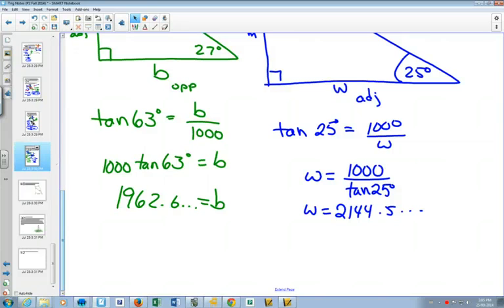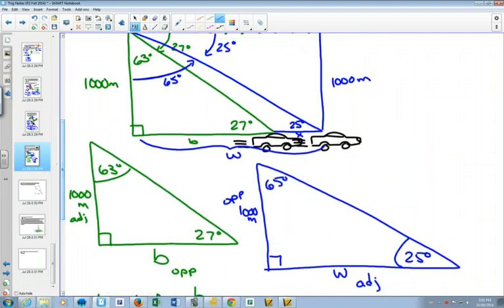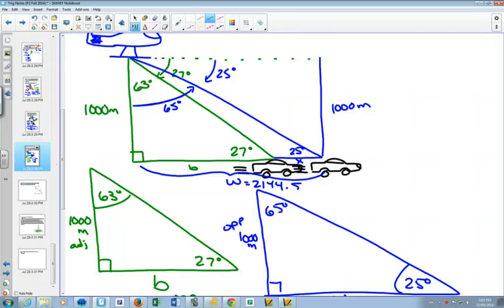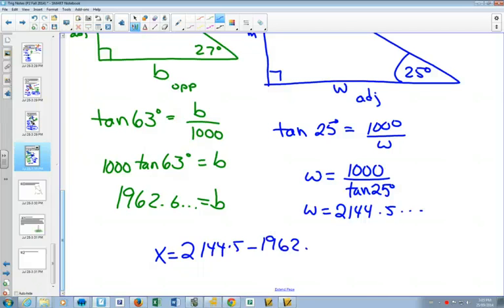So now we've got W, now we've got B. Looking back at our original diagram, we know that W is 2144.5. We found B to be 1962-ish. So if you want to solve for X now, X will just be 2144.5 minus 1962.6.